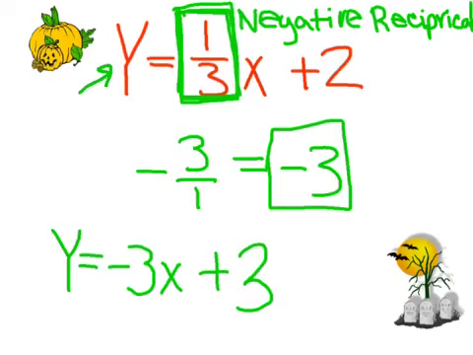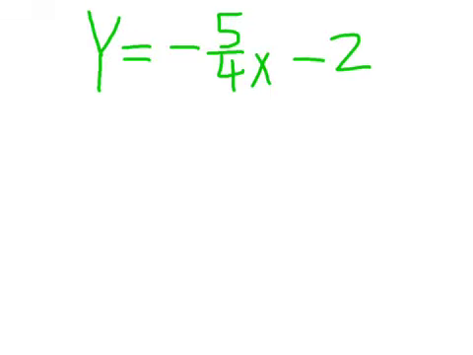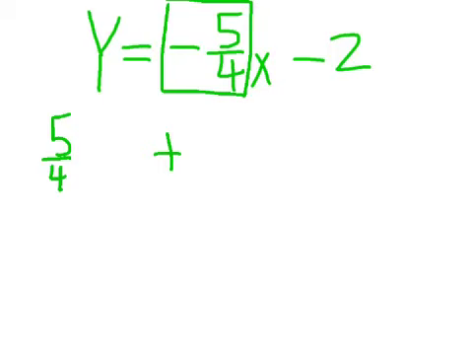Okay? You want to do one more example like this real fast? What is a perpendicular line to this line? Negative 5/4. It's a negative, so that means our new slope will be positive. And also, we need to find the reciprocal. The reciprocal of 5/4 is 4/5. So our new slope is going to be positive 4/5. And that's the negative reciprocal of negative 5/4.